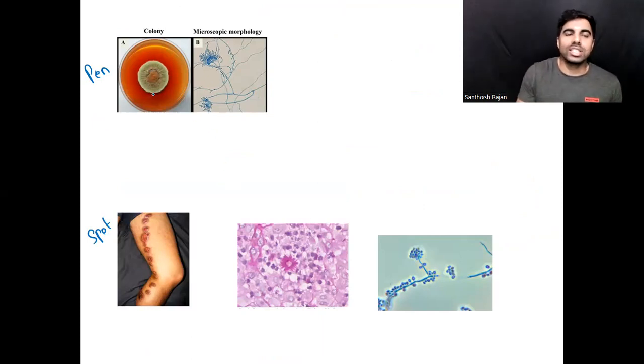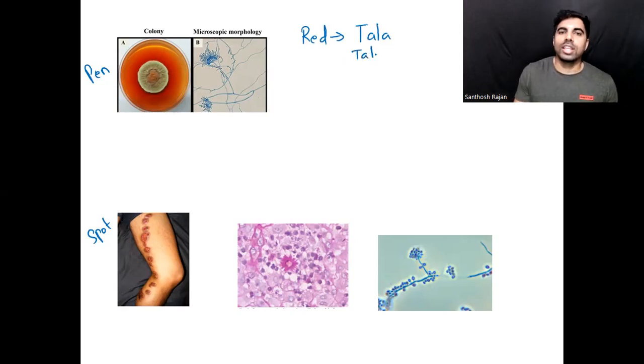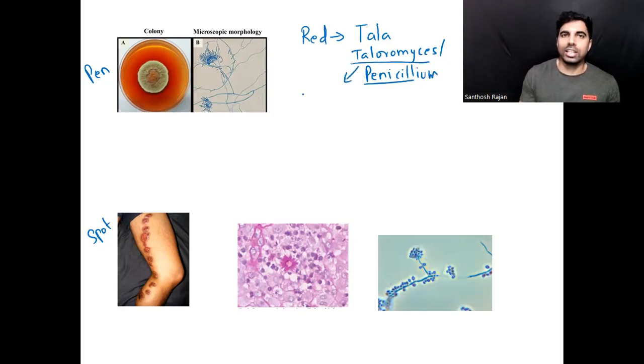So whenever you get red color in the culture media, you know who is the actor of the red movie in South? Our Ajith Kumar, Thala, the superstar. So we call it Talaromyces. Talaromyces is otherwise called Penicillium marneffei. I told you the story already. There was a bamboo rat.